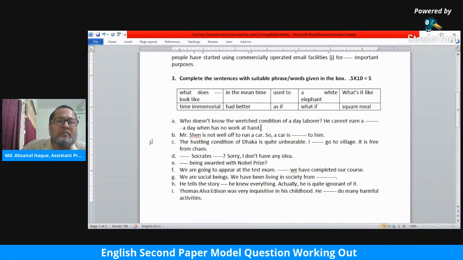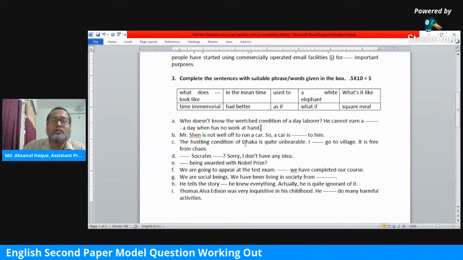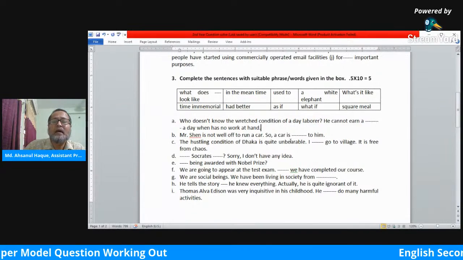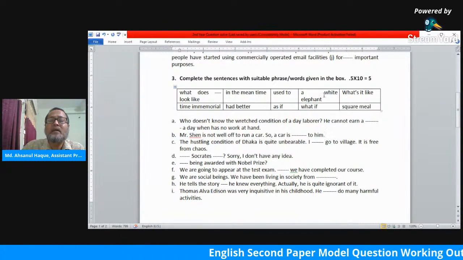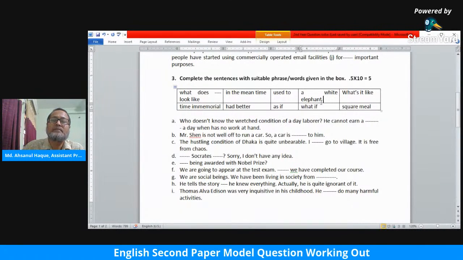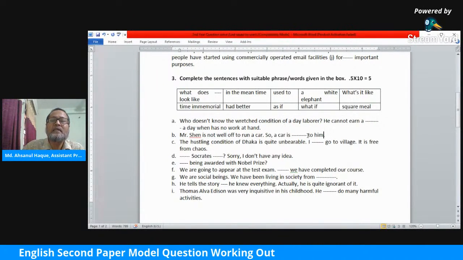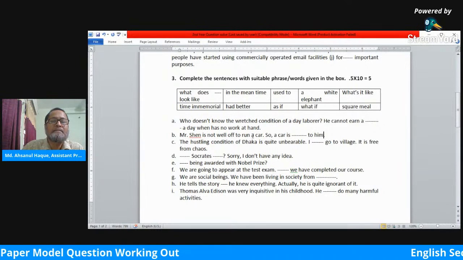Number B, Mr. Shen is not well off to run a car, so a car is dashed to him. A car is a white elephant to him.